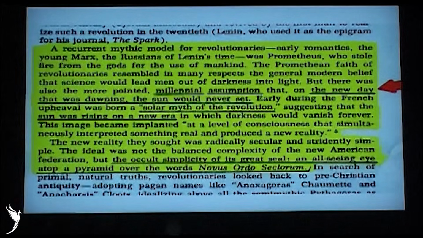Early during the French Revolution was born something referred to as, quote, the solar myth of the revolution, suggesting that the sun was rising on a new era in which darkness would vanish forever. This image became implanted at a level of consciousness that simultaneously interpreted something real and produced a new reality. The new reality that they, the secret societies, sought was radically secular and stringently simple. The idea was not the balanced complexity of the new American Federation, but the occult simplicity of its great seal, an all-seeing eye atop the pyramid over the words Novus Ordo Seclorum.